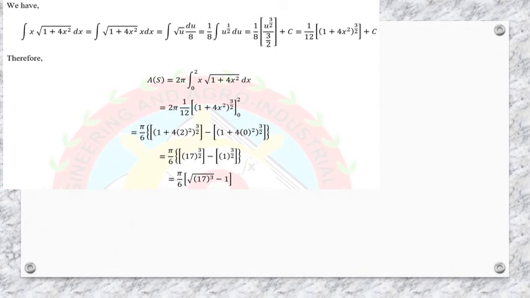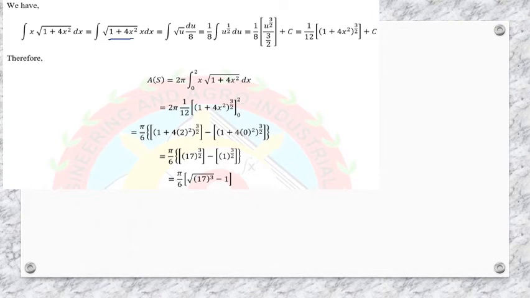Okay, we have, nilagay ko dito sa last si x, para ito maging square root of u kasi gilat natin na is yung radicand natin. And then si x dx, that is equivalent to du over 8. So, integrating this one, we get 1 over 12 times 1 plus 4x squared raised to the power of 3 halves plus c.